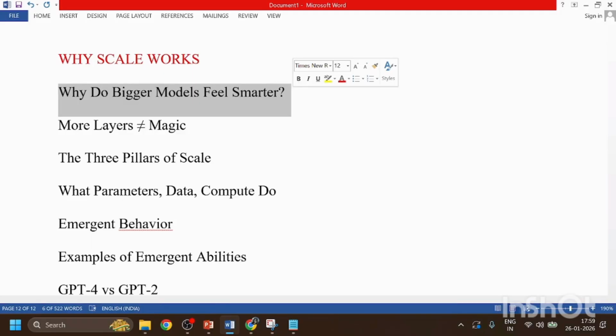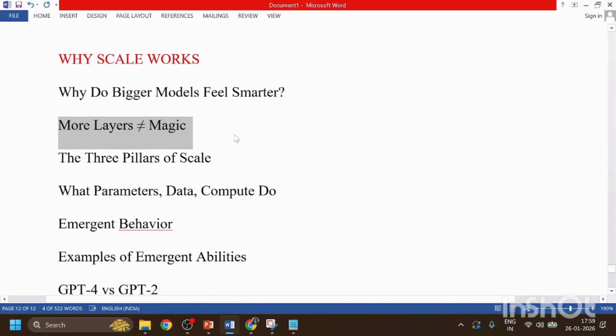I'm going to explain again. Why do bigger models feel smarter? Large language models feel more intelligent, but not because of magic. They feel better because of scale. And in this line you can see more layers is not equal to magic. Adding more layers does not automatically make the model smarter. Deeper models provide more abstract representations. They compose patterns better, but depth alone is not enough.